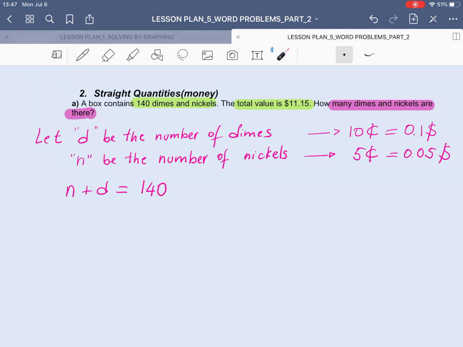So if you have D dimes worth $0.1 each, that means that the value of the dimes will be 0.1 times D. And if you have N nickels of $0.05 each, then you're going to say that we have 0.05 N dollars just from the nickels. And the total value will be $11.15.